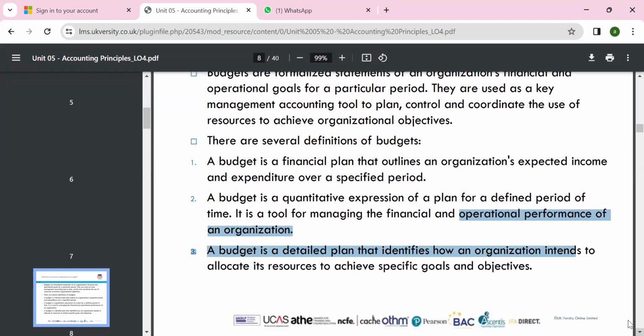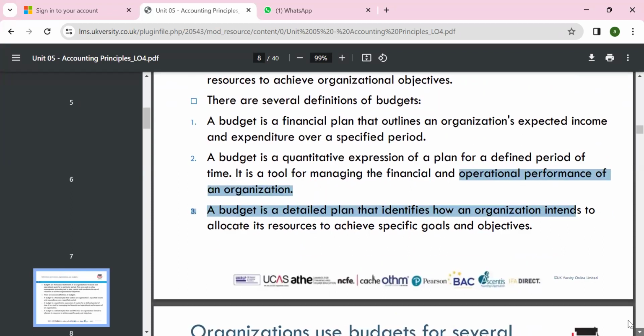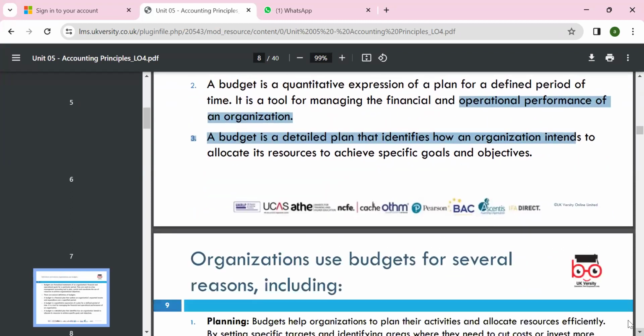So a budget is a detailed plan identifying how the organization intends to allocate its resources. A budget can be allocated according to areas, according to activities, according to different needs. So if you have a big area you look after, you need more budget for maintenance or cleaning. That can be allocated accordingly, which helps to achieve the organization's objective.